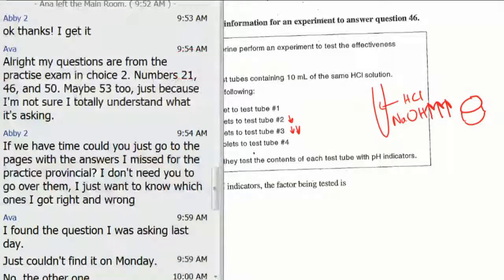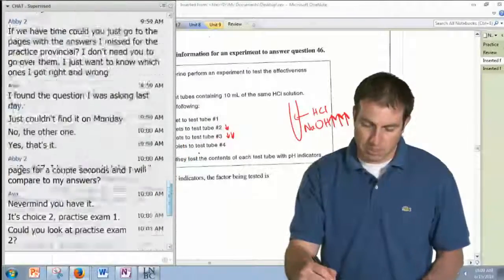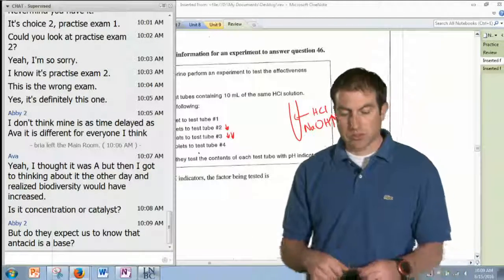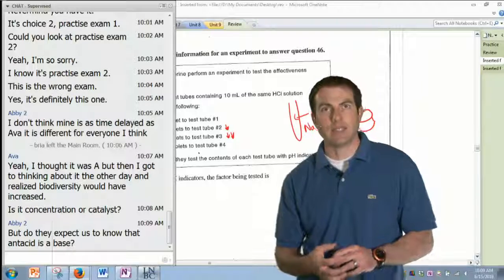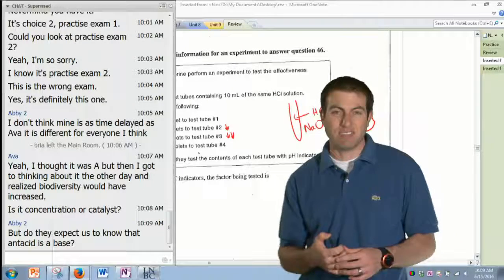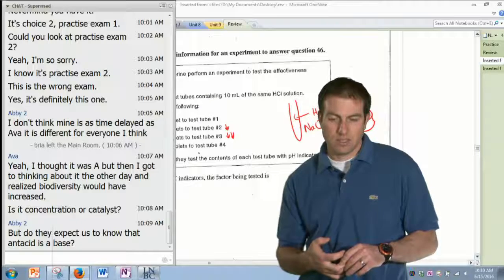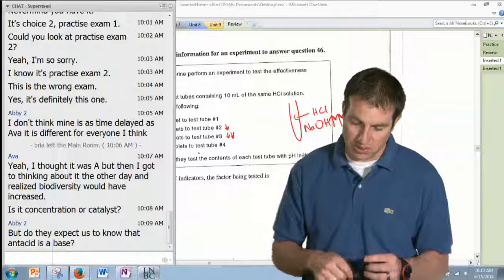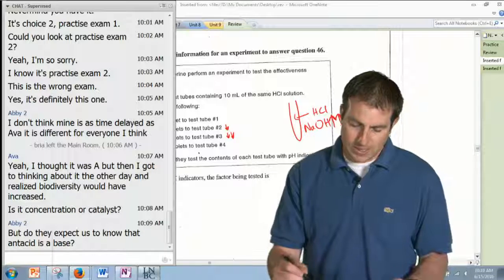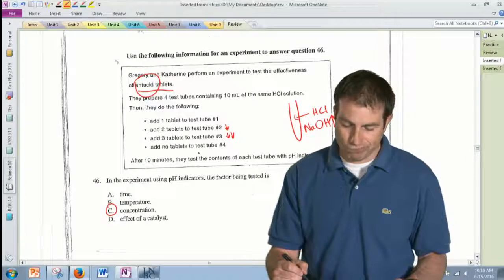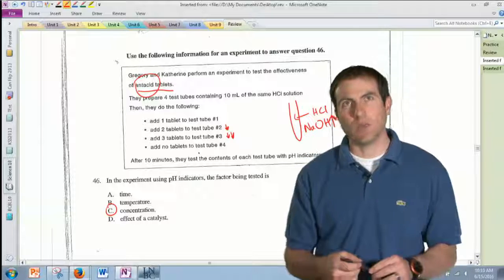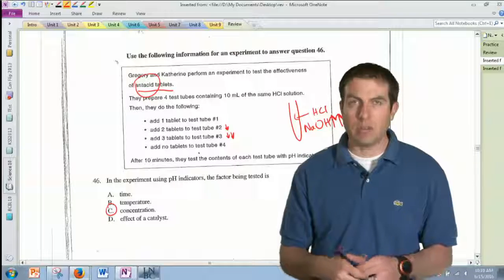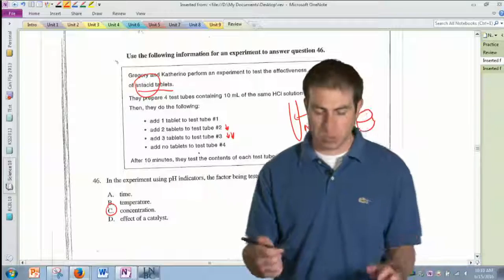I'm just reading your question. Do they expect us to know an antacid is a base? It is concentration for sure. It's not catalyst. Antacid, anti-acid, I guess it's kind of vague. Now you know. I mean, these are kind of silly questions on these types of things. Even if you didn't know an antacid was a base, you would know that if I added more of something, the concentration would increase.